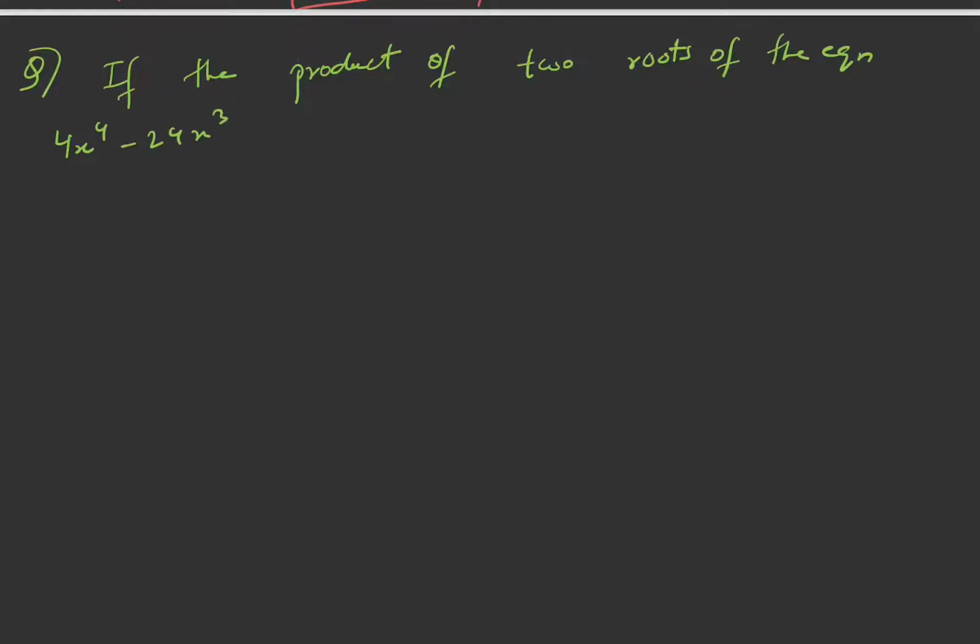Yes, so let us solve one more problem. If the product of two roots of the equation 4x power 4 minus 24x cube plus 31x square plus 6x minus 8 is equal to 0 is 1, find all the roots. Find all the roots. So if you want, you can pause the video and you can try this, and then we will discuss.